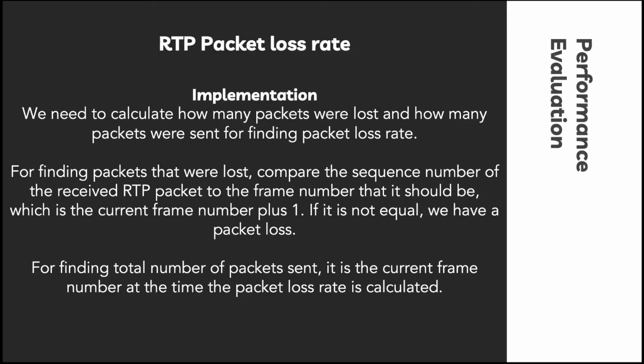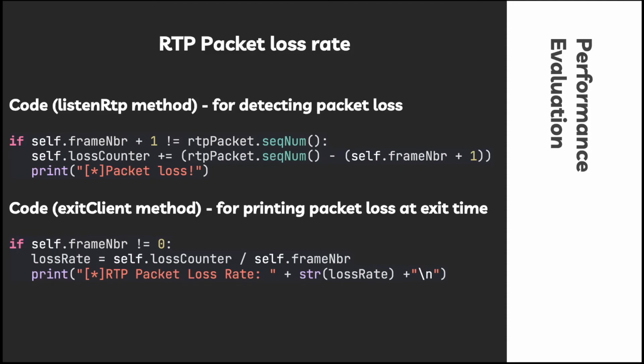Now for finding the packets that were lost, we need to compare the sequence number of the received RTP packet to the frame number that it should be, which is the current frame number plus 1. If it is not equal, we have a packet loss. The total number of packets sent is the current frame number at the time the packet loss rate is calculated. And we are going to calculate the packet loss rate at the time when the teardown action is triggered. So now let us have a look at the code.